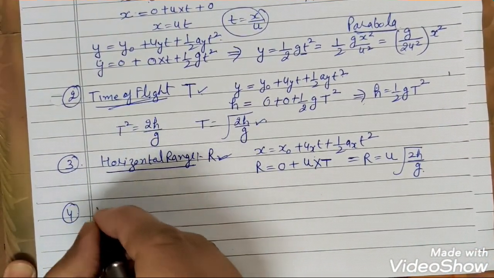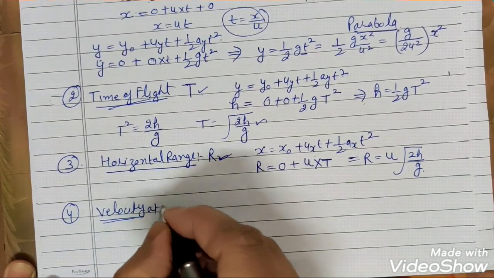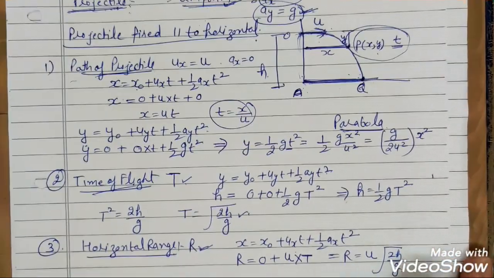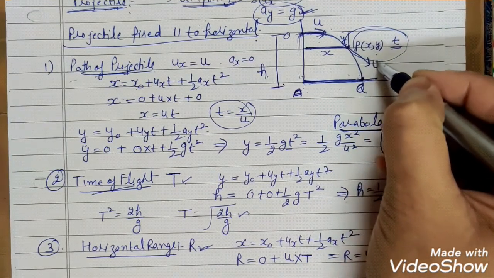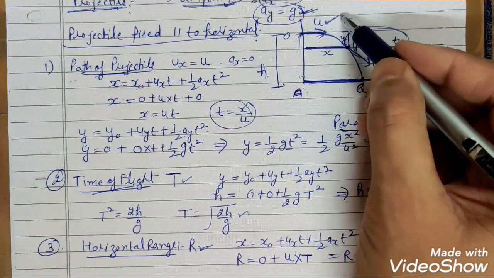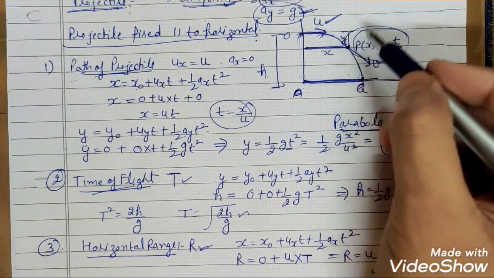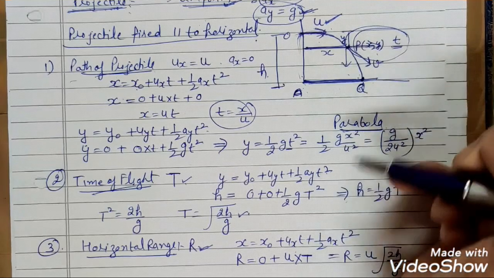And the fourth is velocity. How do we calculate the velocity at point P? This P point is our observation point. There the velocity is v. This is two-dimensional. We're considering these two components u_x and u_y, so it again has two components, that is v_x and v_y.